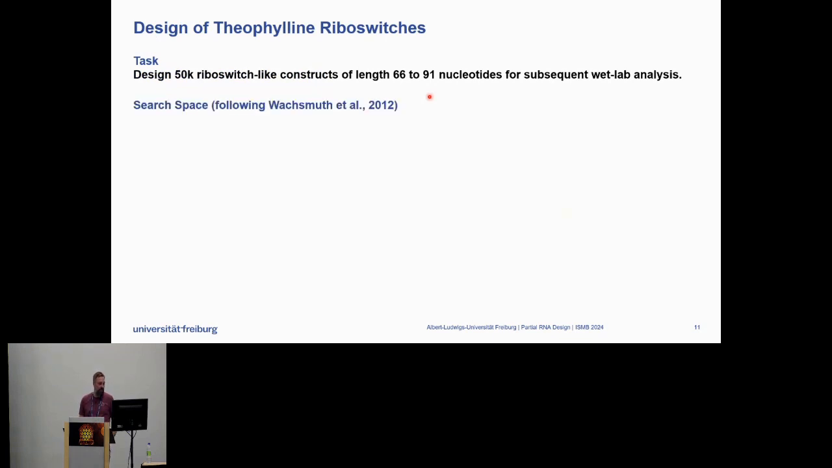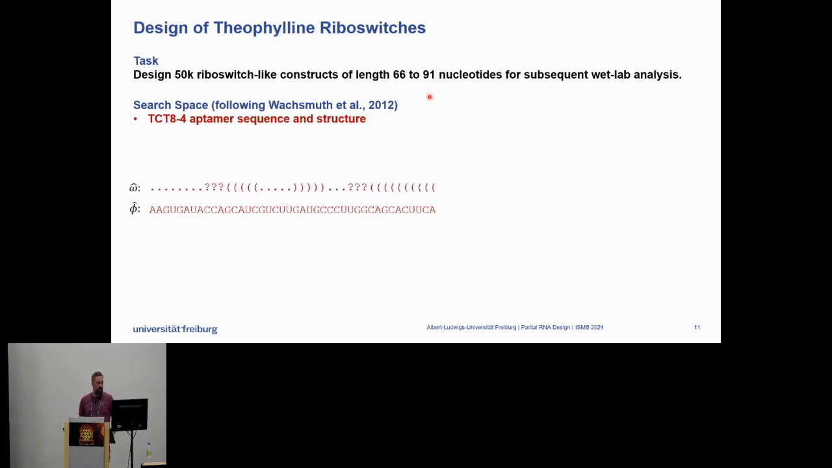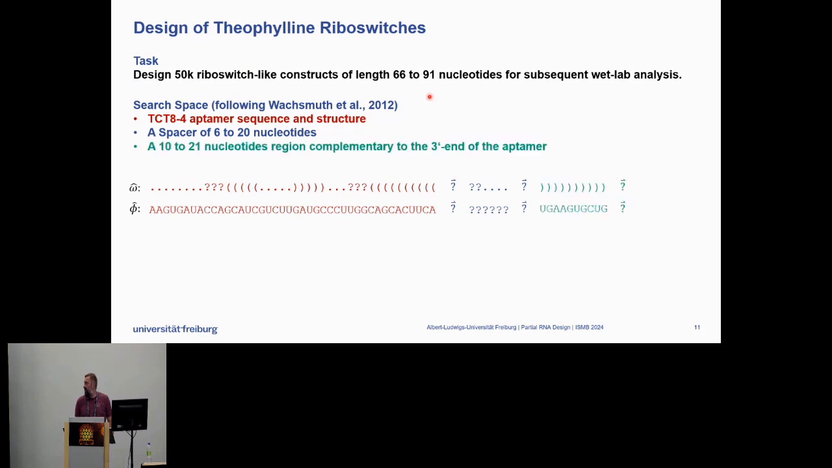And defining the search space, we follow Wachsmuth et al., starting from the aptamer sequence and structure here. We then would like to have a spacer region of 6 to 20 nucleotides shown here. This translates into 3 motifs in our case, a motif to ensure the length of 6 in the center, and then flanked by 2 variable length motifs, which basically mark points of extension for our design. And then we have a 10 to 21 nucleotide region, which should be complementary to the 3' end of the aptamer, also with a position for extension. And then at the end, there should be an 8U stretch, which is mainly unpaired.